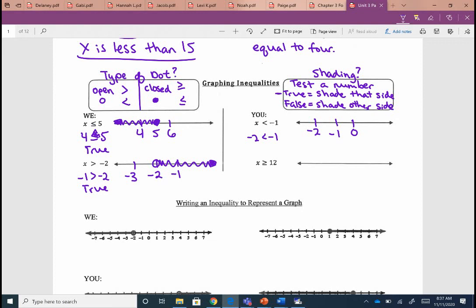Remember, when you're working with negatives, the further left we go, the smaller your number gets. 2 is bigger than 1. But now when we go to the negative side of our number line, negative 2 is smaller than negative 1. So we have to be careful of those negatives. We don't have an equal to, so we have an open circle. We're going to shade left.